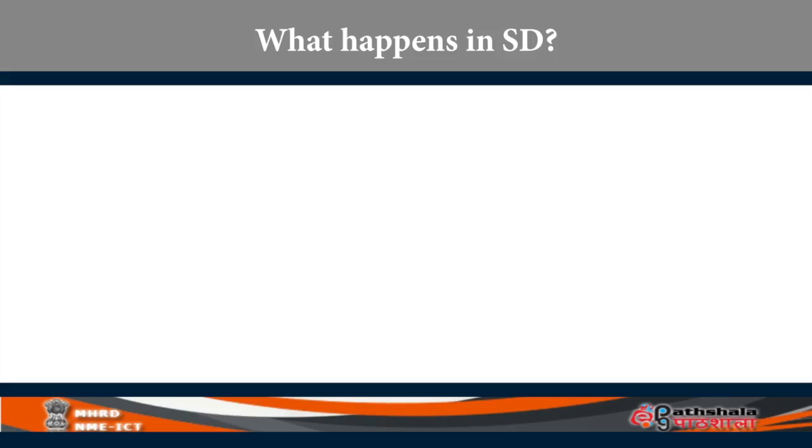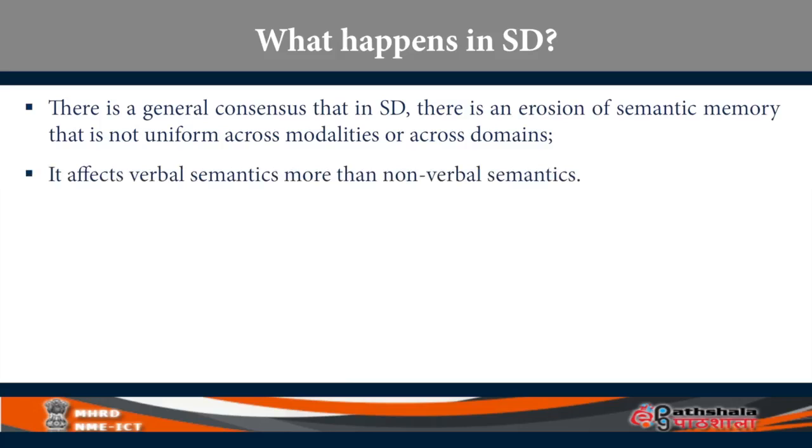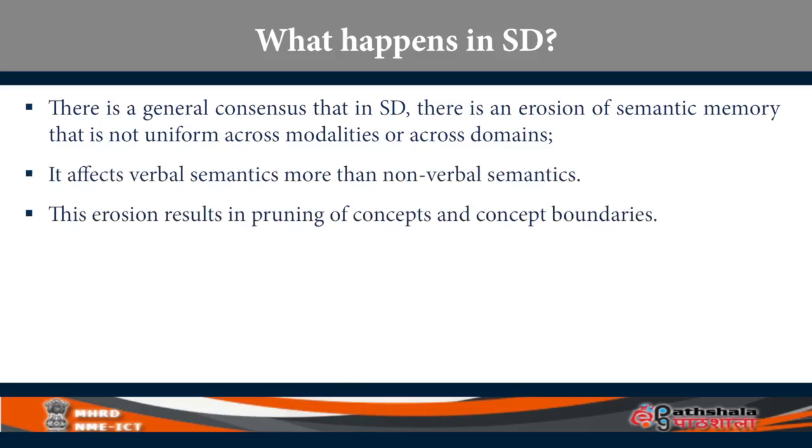So what exactly is happening in semantic dementia is, there is more or less consensus that there is an erosion of semantic memories that is not uniform across modalities. So they might have erosion of visual memories, some of the auditory memories may be lost. So the modality specific loss of stored information of lexical semantic representations can be noted in these patients. It affects verbal semantics more than non-verbal semantics. This erosion results in pruning of concepts and concept boundaries.